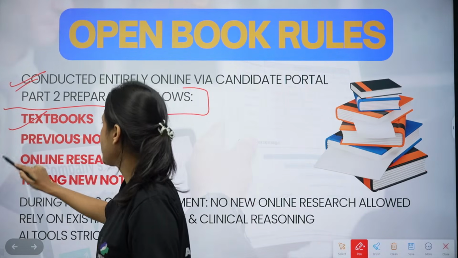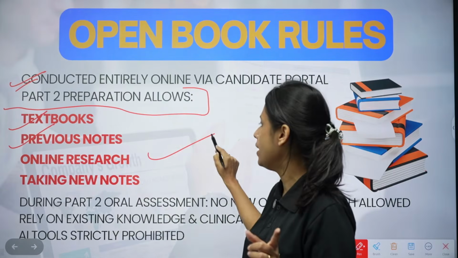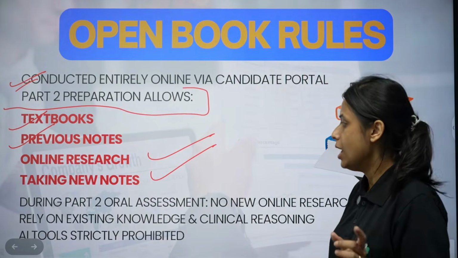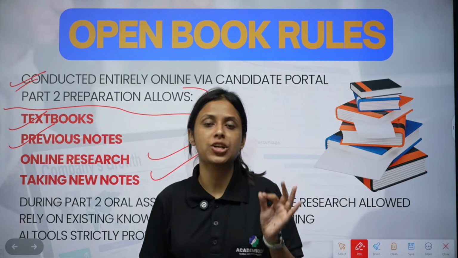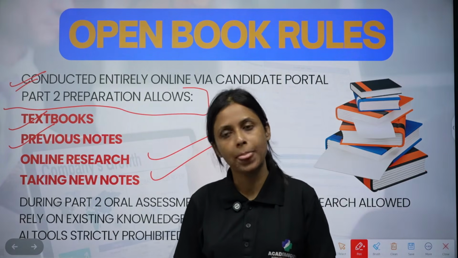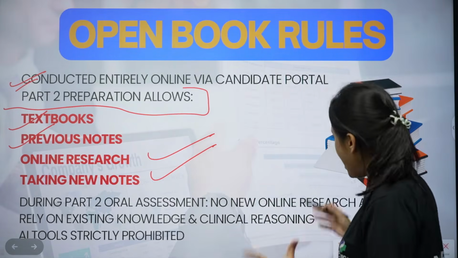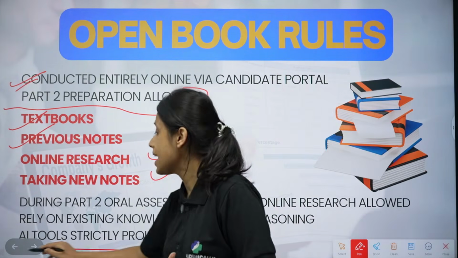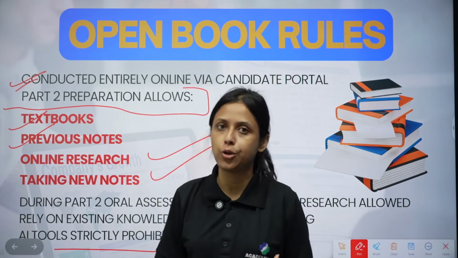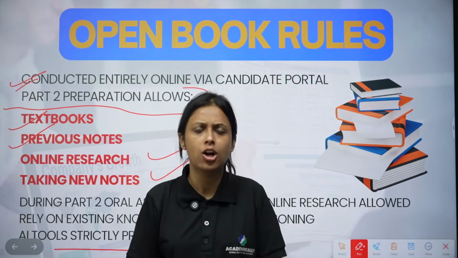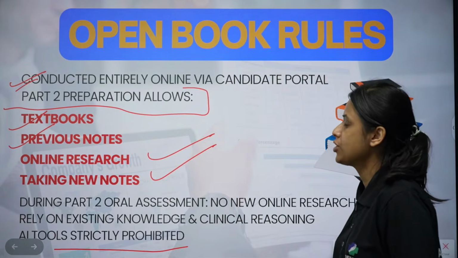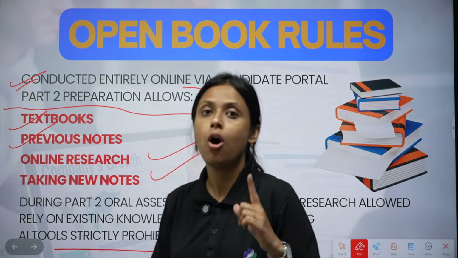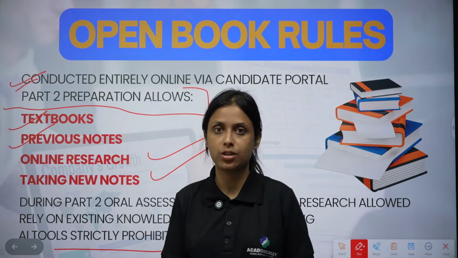There are textbooks, you can refer to previous notes, you can refer to online research, taking new notes. And guys, very important, no new online research can be relied upon for part 2. Whatever papers you have, and guys, AI tools are strictly prohibited. You can't take help of ChatGPT, DeepSeek, or any other artificial intelligence tools. You can take the help of your textbook, previous notes, online research, taking new notes. All of them should be at your table when you're sitting for the exam.